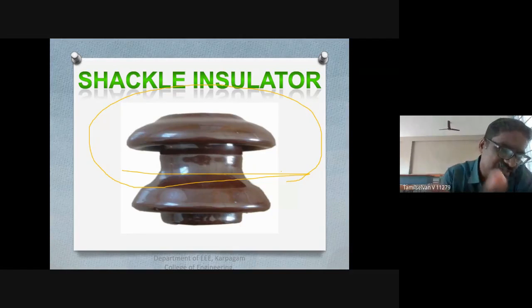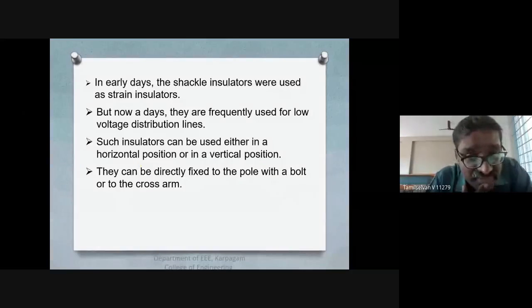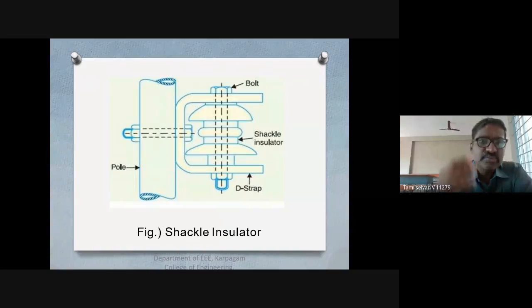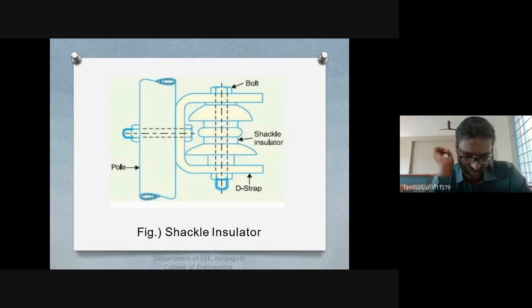This type of insulator is normally bolted to the cross arms. In the early days these insulators were used as strain insulators, but nowadays they are frequently used for low voltage distribution. It can be placed either horizontally or vertically. So this is your Shackle type of insulator.